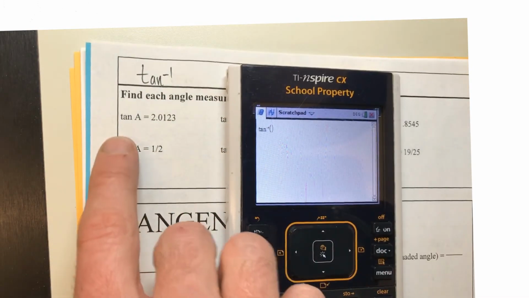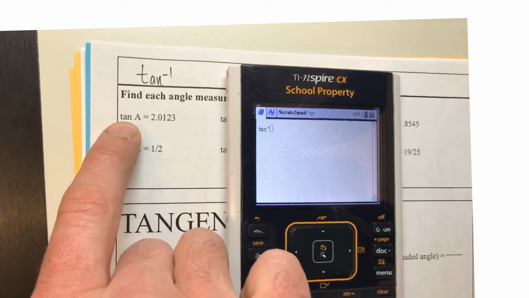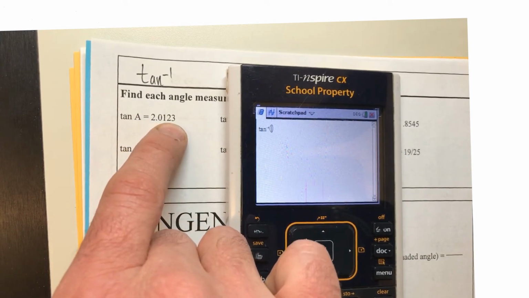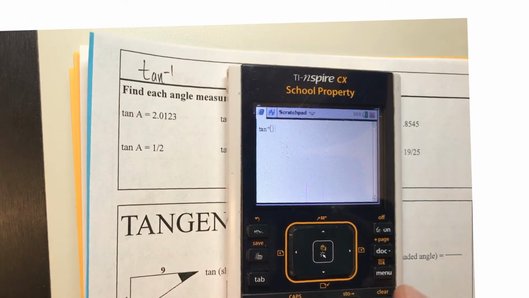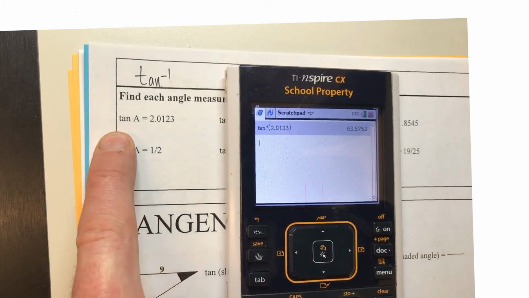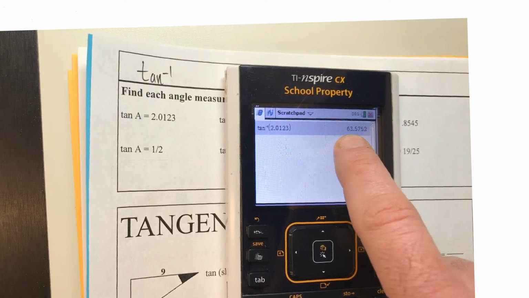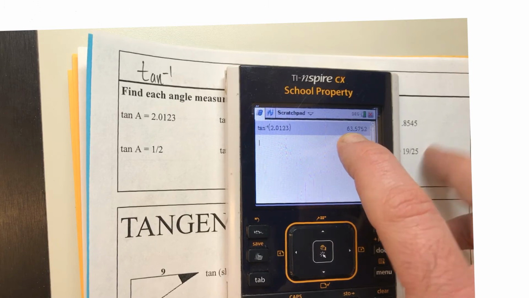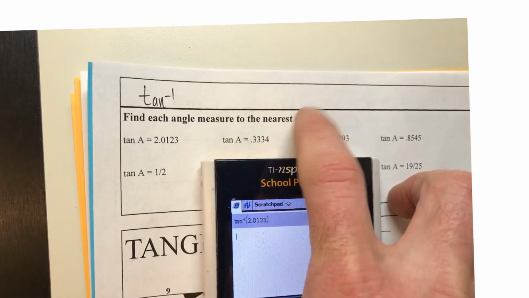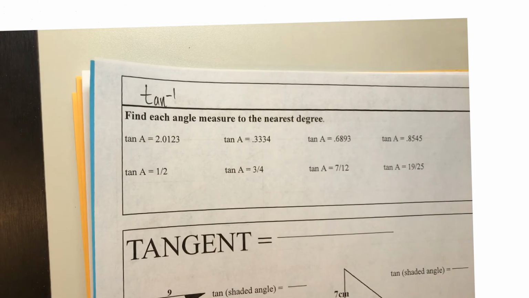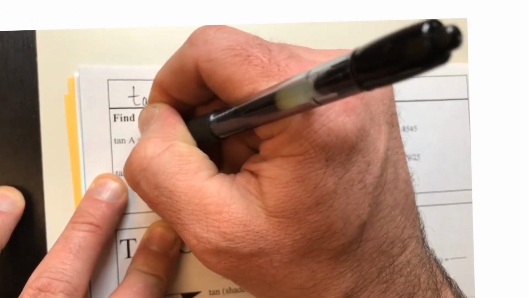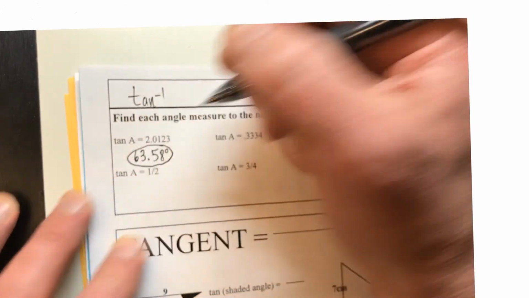All right. So I want to know how big of an angle has a tangent of 2.0123. To do that, I use this function right here. I'm going to type in 2.0123, push enter, and that's all there is to this. It's just type it in your calculator. So if an angle has a tangent of 2.0123, how big is that angle? 63.58 degrees. Now, I know this says to the nearest degree, but I want to be more specific than that, okay? So the angle is 63.58 degrees.